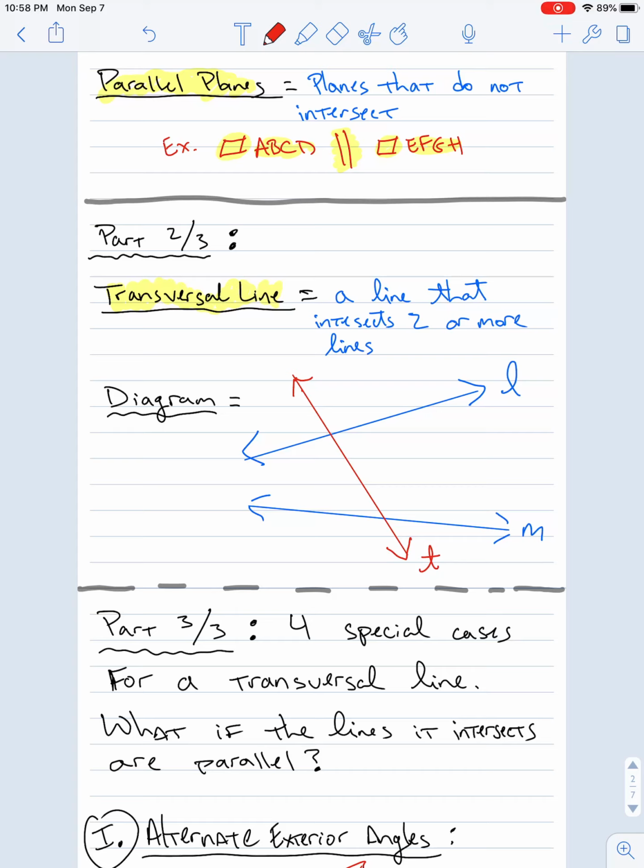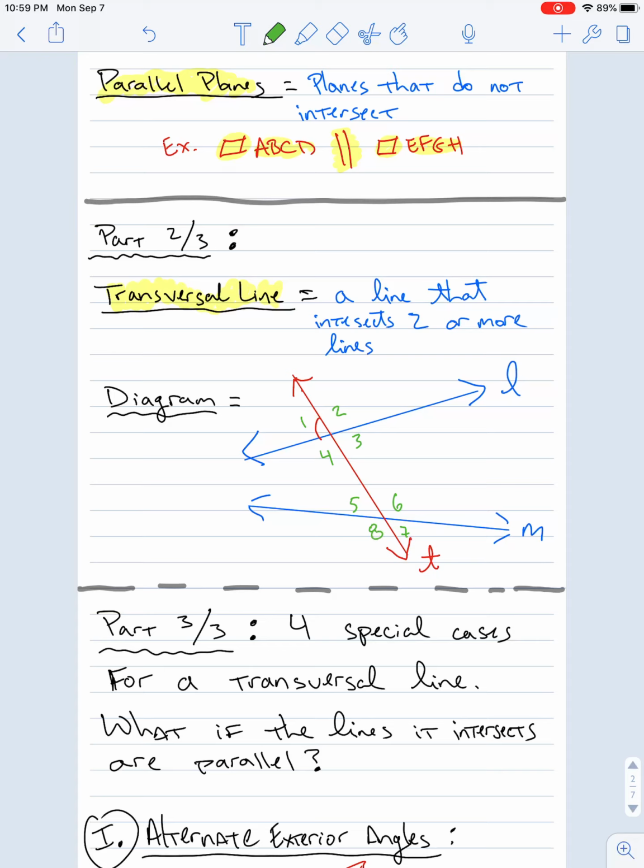What is it doing? Well, it's creating three different areas. For example, let's identify the angles so that we can refer to these areas. Let's switch colors so everybody can see it clearly. Angle 1, and over here 2, 3, 4, angle 5, 6, 7, and 8.